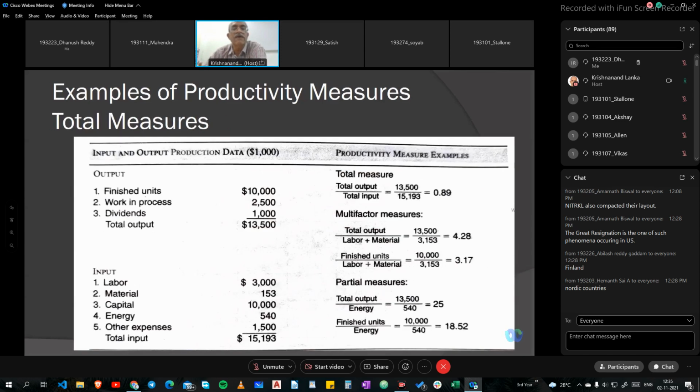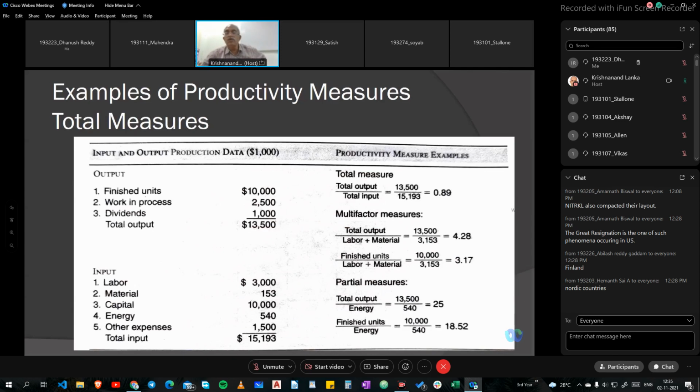Here you have a fictitious company where the dollar value of the finished units is $10,000. Work in process inventory is around $1,500. Dividends, how much dividend is declared for the shareholders. So the total output is 13,500. Whereas for input, labor is $3,000, materials 53, capital 10,000, energy 540, other expenses 1,500. So total input is 15,193.